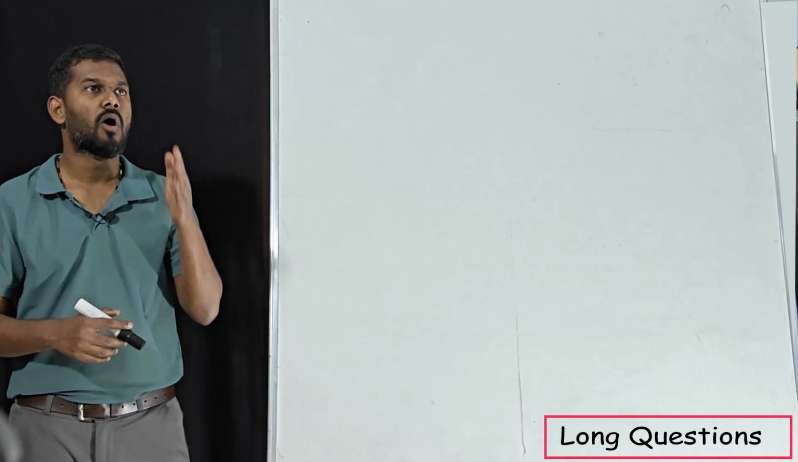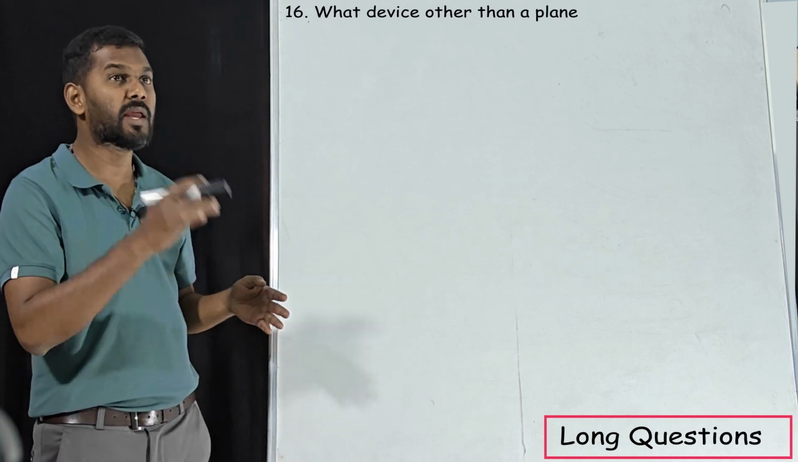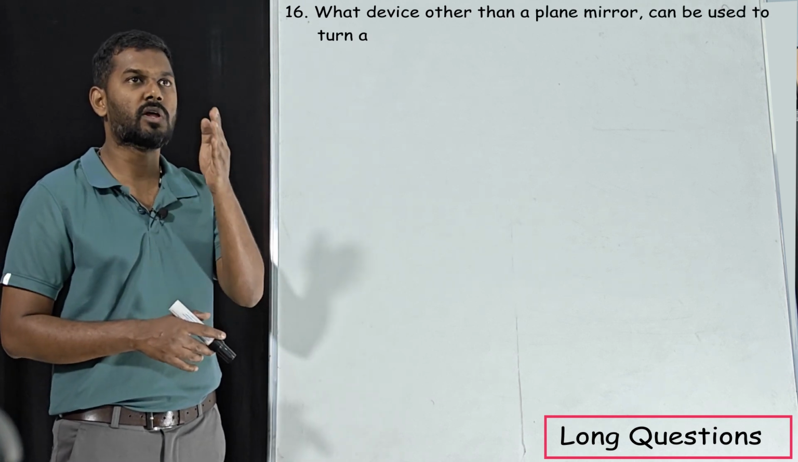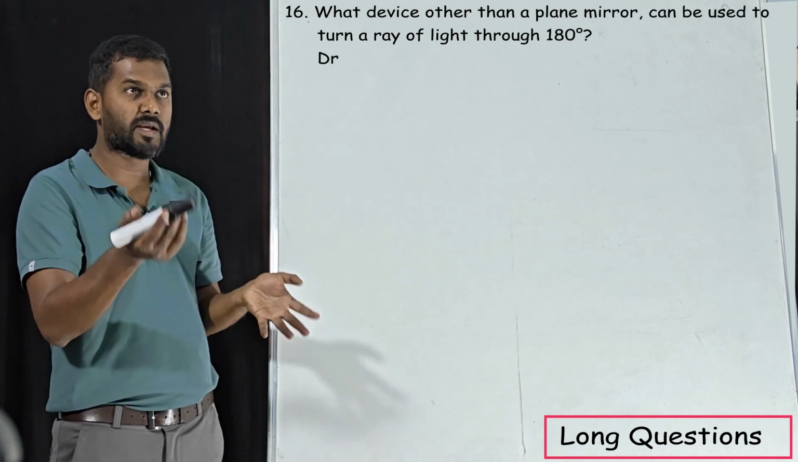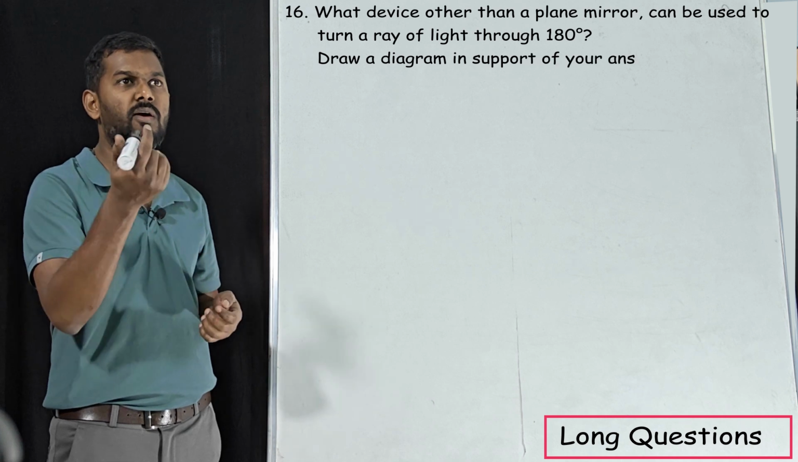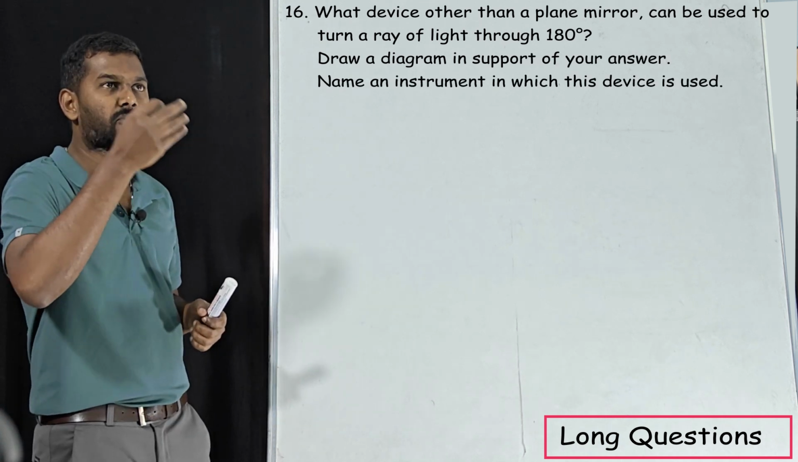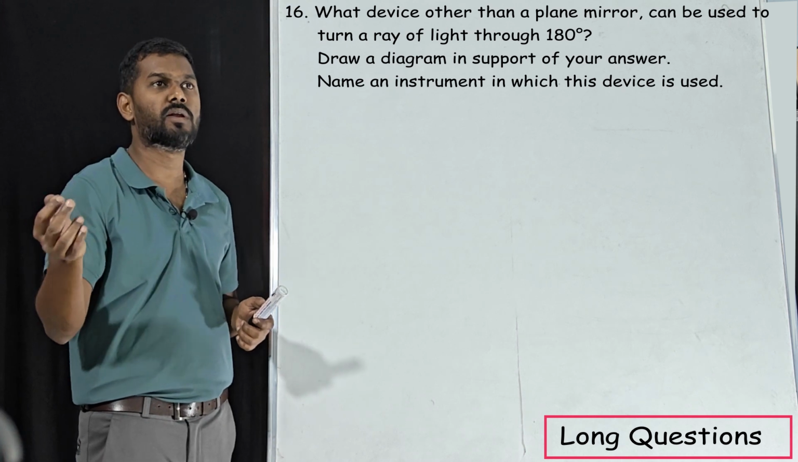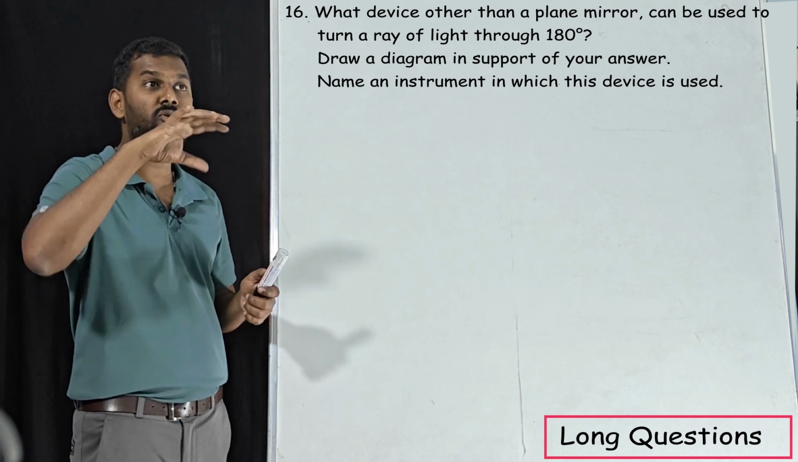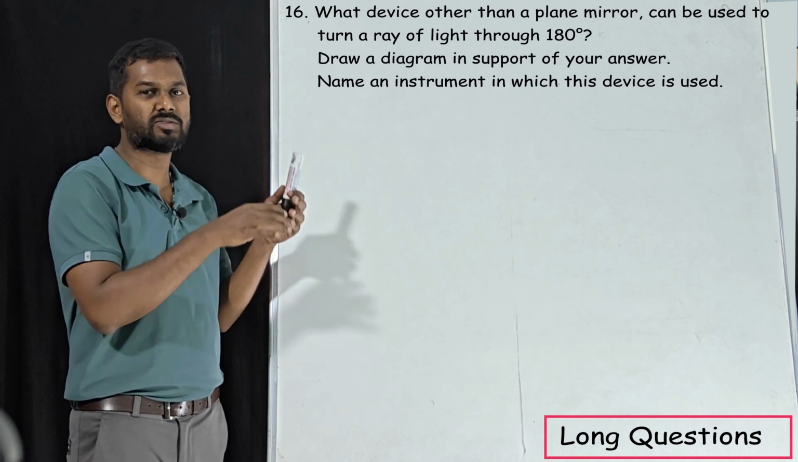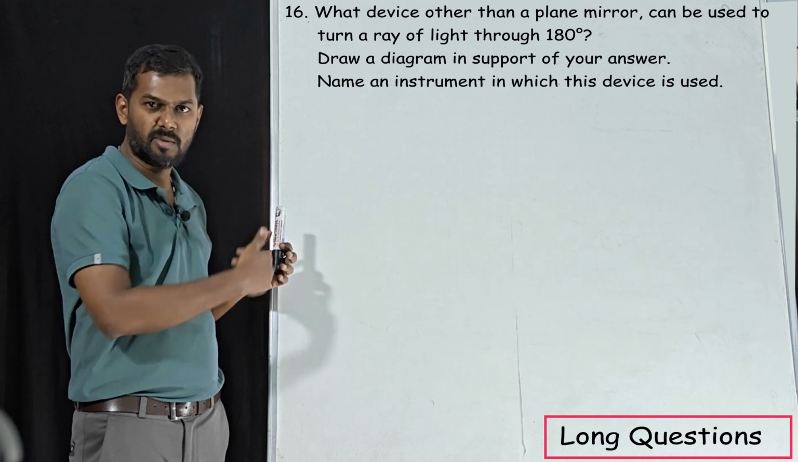Our next question: what device other than a plane mirror can be used to turn a ray of light through 180 degree? Draw the diagram and name the instrument. That is, we have one more question. We'll go one by one. What device other than a plane mirror can be used to turn a ray of light through 180 degree? This question we have solved earlier, in the same exercise problem.